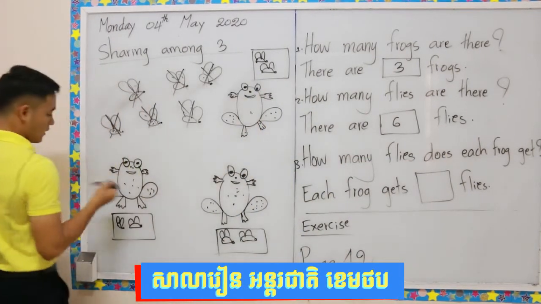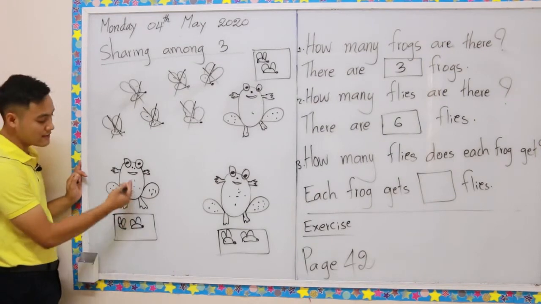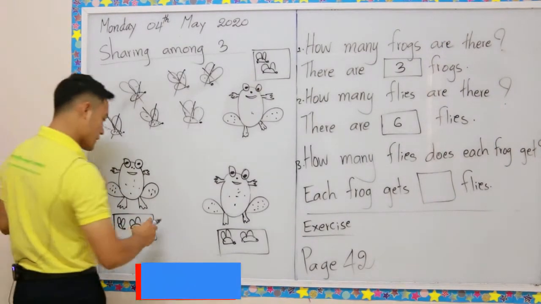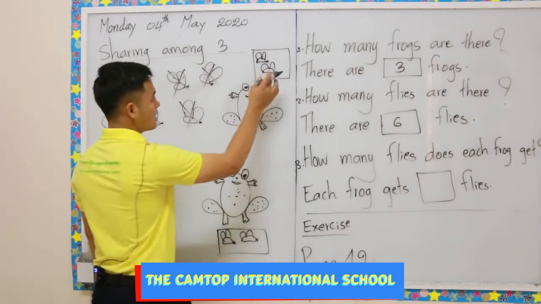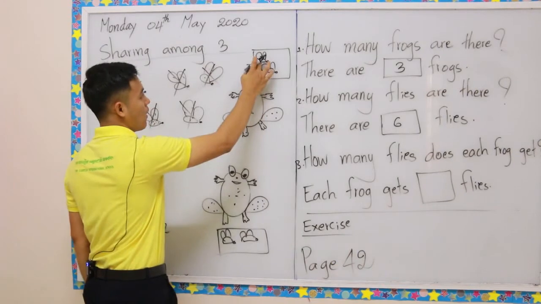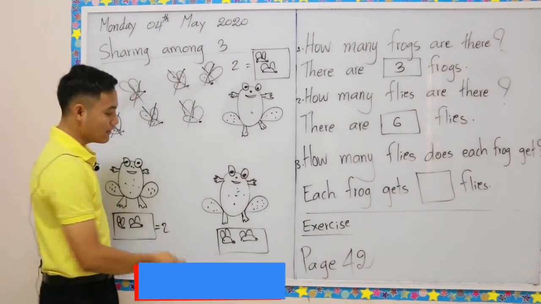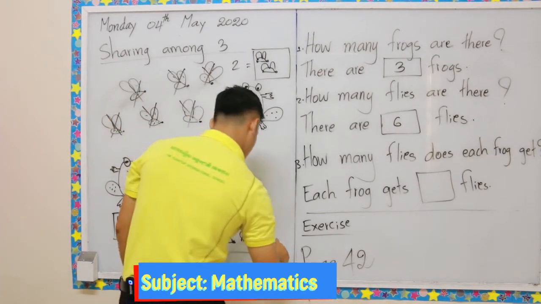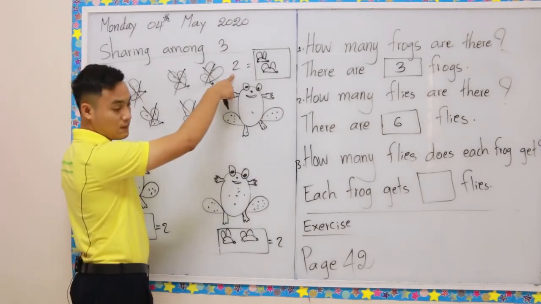We go to box number 1 right here. How many flies does a frog get? 1, 2. So it gets 2, right? And we go to box 2. We count 1, 2. So this frog also gets 2. And we go to box 3. 1, 2. So it gets 2. Is it 2? Yeah.